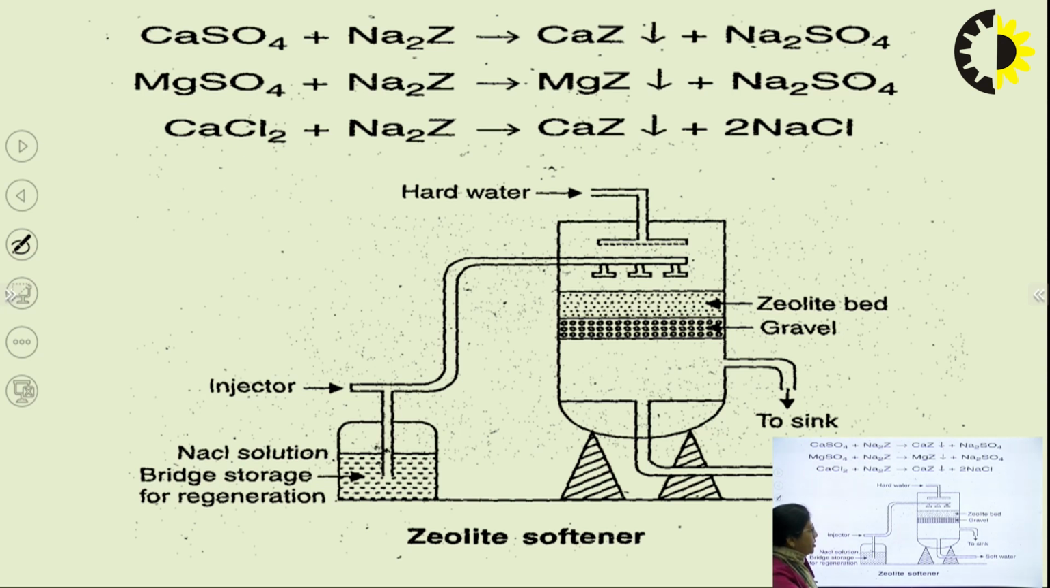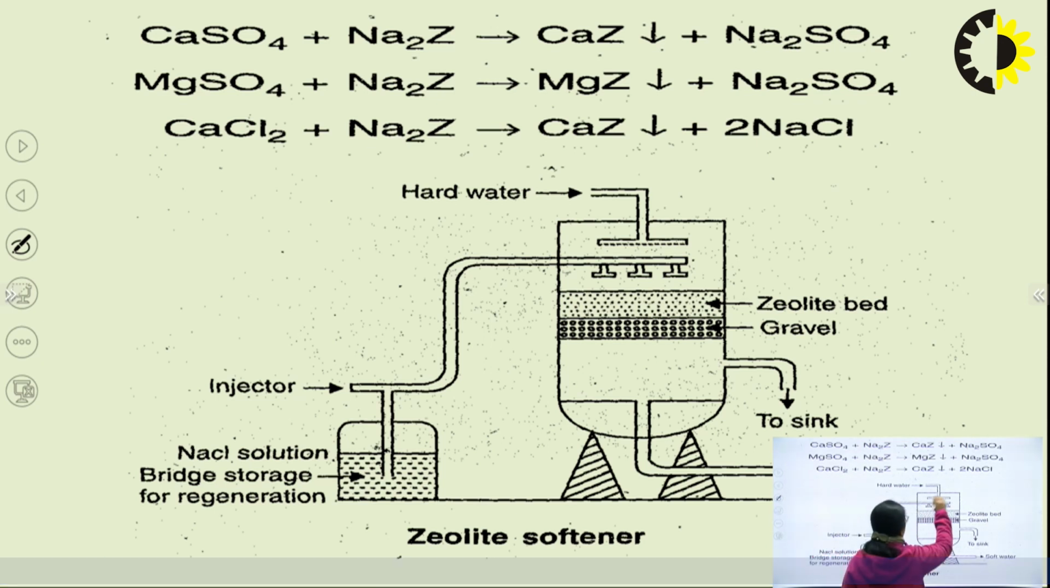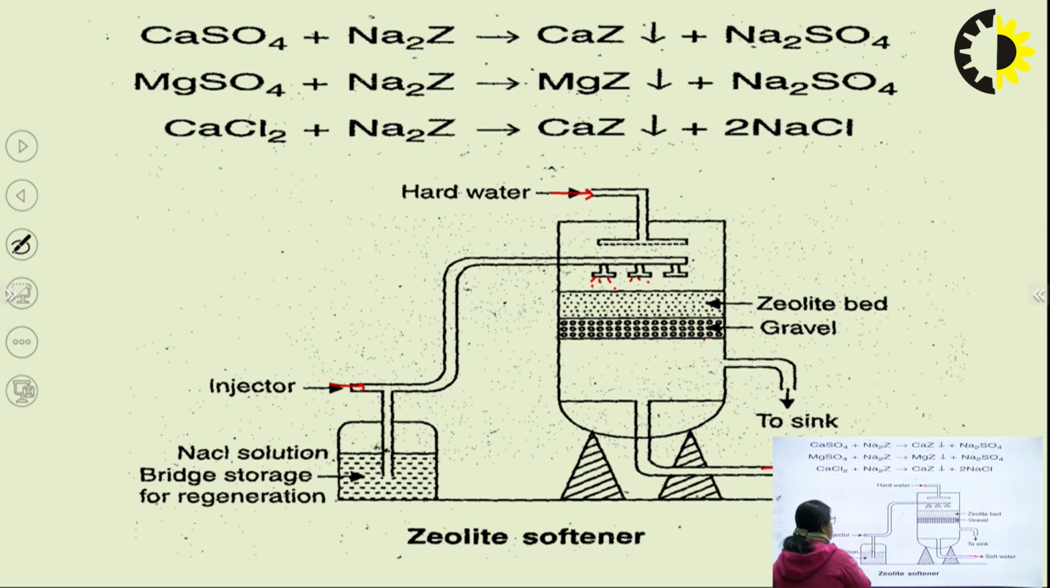So coming to the process, how the zeolite softener works. Here, there is a big chamber, there is an inlet for hard water. These are the sprinklers present. This is the zeolite bed. Then there is a layer of gravel. Then there is the soft water outlet to the sink. Finally, we have one injector also, and there is an NaCl solution, the brine solution, which is a saturated solution of NaCl.